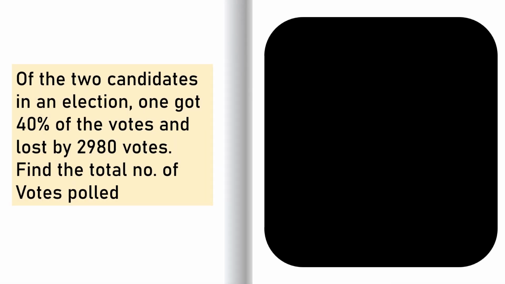Now we don't know how many total votes there were. Total votes are missing. So let's just say it's X for now. Let's just give it a name. It's like using a nickname for something you don't know yet. Let's call the total number of votes X.